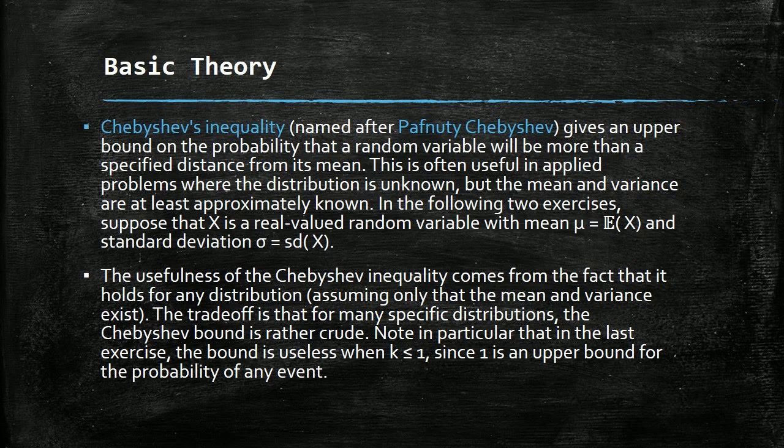In the following two exercises, suppose that X is a real-valued random variable with mean μ = E(X) and standard deviation σ = sd(X). The usefulness of the Chebyshev inequality comes from the fact that it holds for any distribution, assuming only that the mean and variance exist. The trade-off is that for many specific distributions, the Chebyshev bound is rather crude. Note in particular that in the last exercise, the bound is useless when k ≤ 1, since 1 is an upper bound for the probability of any event.